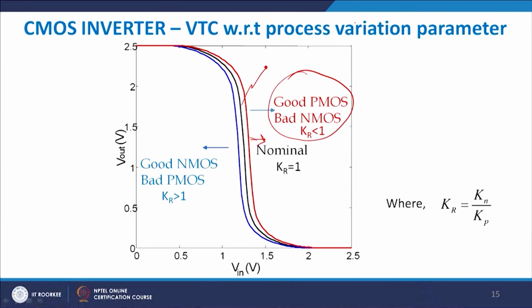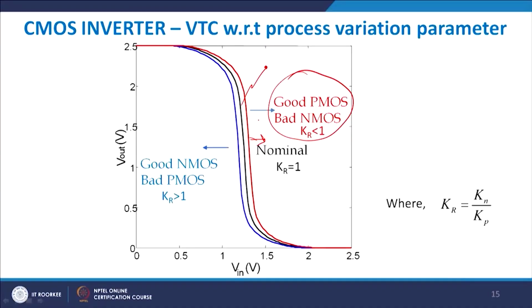But if you take good PMOS and bad NMOS, then the transfer characteristic shifts to the right, whereas if you take good NMOS and bad PMOS, it shifts to the left. Good and bad mean this: a PMOS is good if and only if it has a pull up capability to VDD. Similarly, an NMOS can be said to be good provided it is able to pull down the voltage to ground. So this is a good PMOS, shifted to the right with a high switching threshold, and this is a good NMOS with a lower switching threshold.